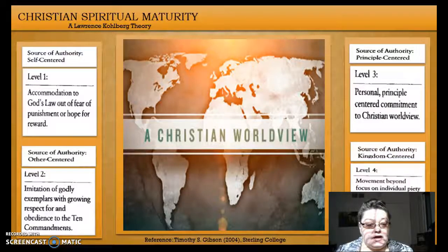This also causes the child to start questioning who God is and what the Bible is about, and moves them along to the third level, where personal principle is centered on commitment to Christian worldviews.